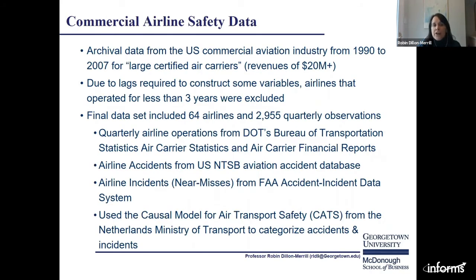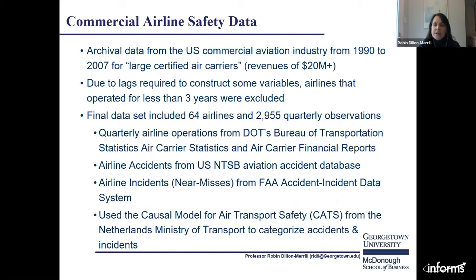So moving on to my third set of data that we looked at. This was commercial airline safety data. What we did here is we had archival data from the US commercial aviation industry from 1990 to 2007 for the large certified air carriers, those who had revenues of $20 million or more. As I'm going to explain some of the variables that we looked at in this data set, due to lags required to construct some of the variables, we excluded any airline that operated for less than 3 years.